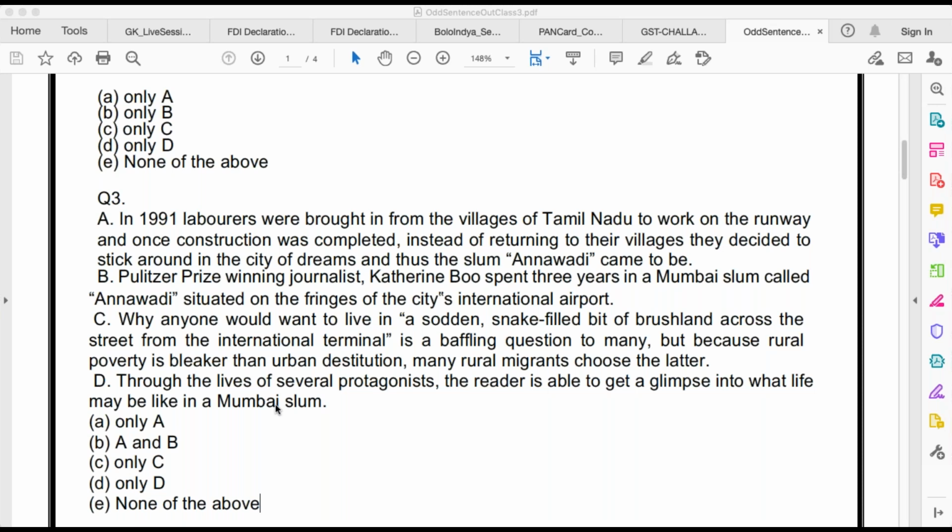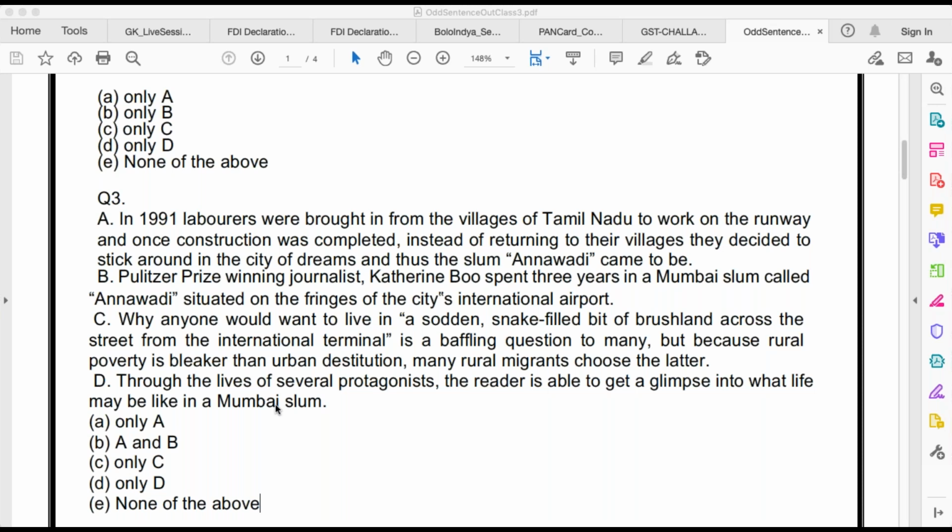Again, it's not about Mumbai slums versus street slums or Mumbai slums versus Bangalore slums or whatever it is. The question is not about slums. I am not going to use my noun as a reason. I have been saying this from the start. Noun or pronoun is not going to be the reason for me to mark my sentence odd if the question is saying pick the sentence with odd context out.